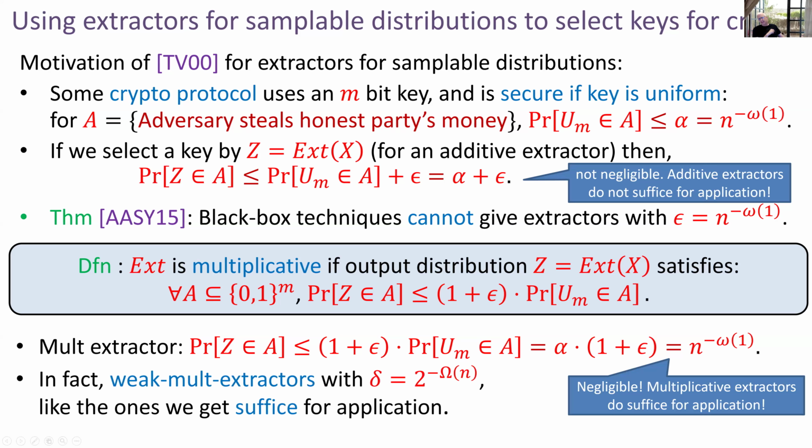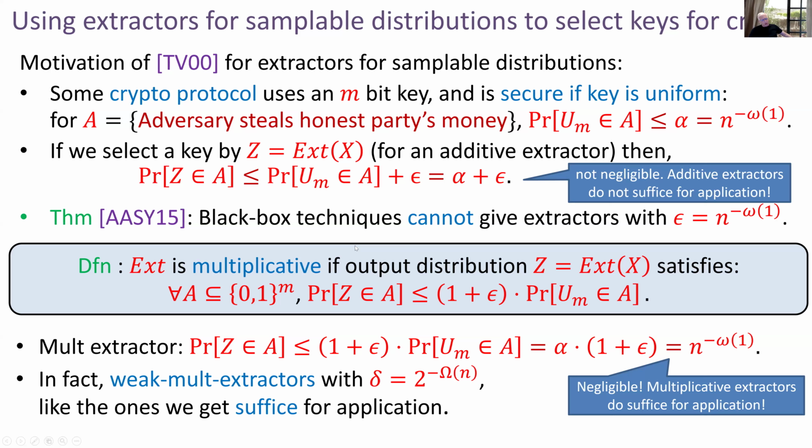and they do suffice for selecting keys for cryptographic protocols. And in fact, by the same rationale, even the weak multiplicative extractors with an exponentially small additive parameter delta suffice for the application. This is the reason I defined this notion and was interested in constructing it.